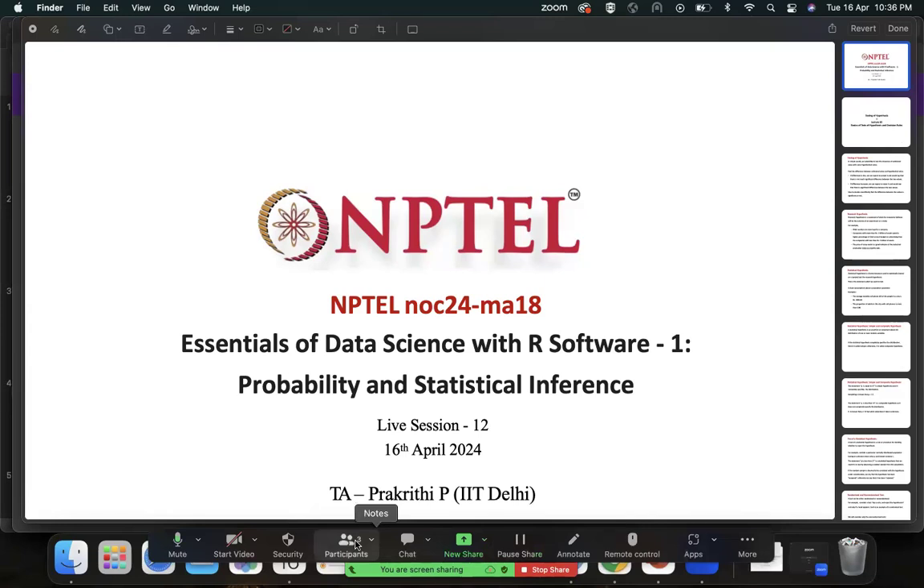Today we'll go through the concepts that were covered in week 12's lecture of the course Essentials of Data Science with R Software 1. And if you attended Saturday's live lecture by Shreya Chakraborty, the TA, this session would be a bit overlapping. It's probably going to be the exact same thing that she taught. Anyway, I'll go ahead with it.